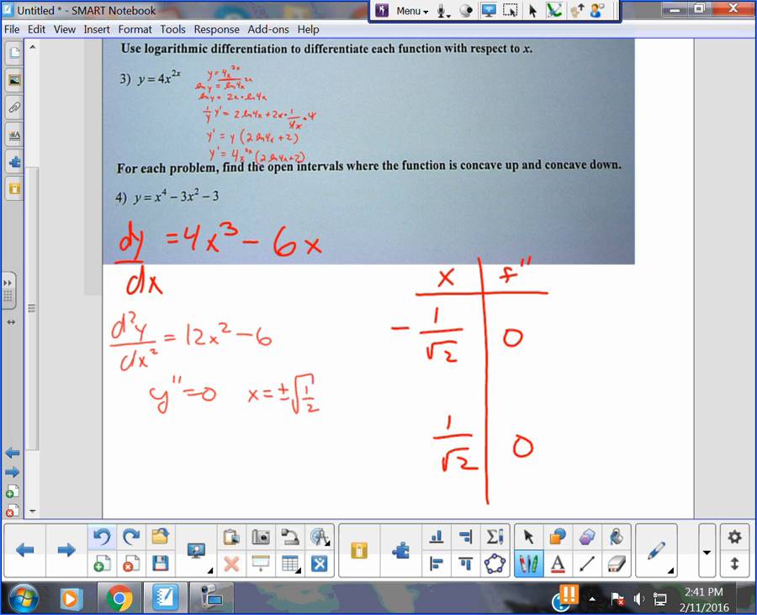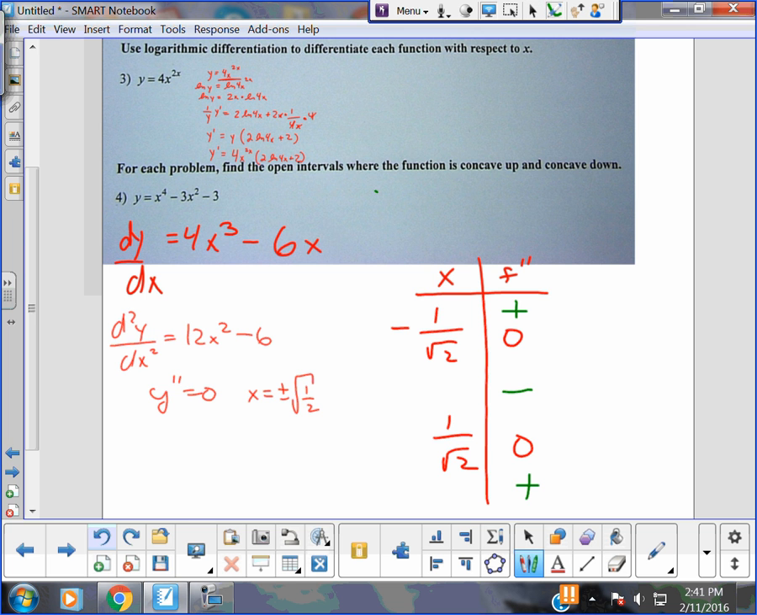I plug 0 into the equation in between the two, and I get negative, right? 0 minus 6. And then I look, it's 12x squared. Guys, we should recognize 12x squared is going to be positive on both sides. So we can quickly say the signs here are positive. Everybody, I see that I'm going to have to use these numbers in my interval. You guys agree? So we would rationalize those. I'm assuming we can do that pretty quickly.